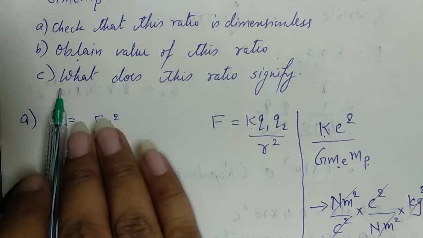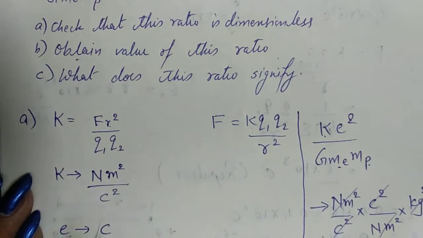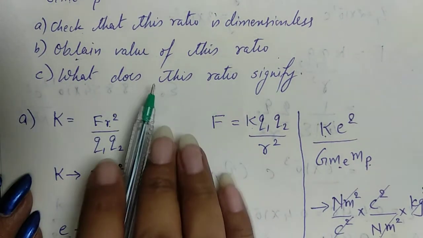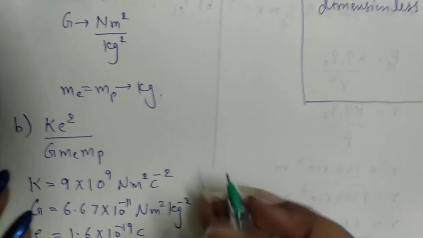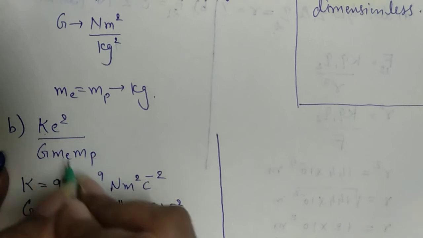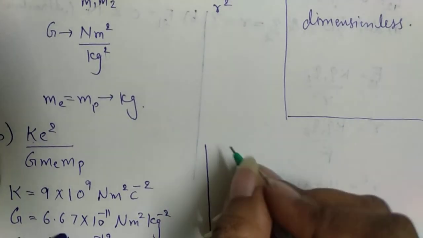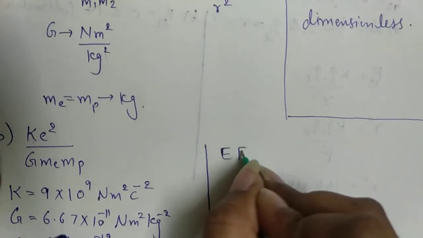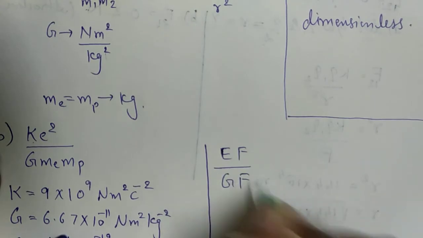And now just see here, in the last question they are asking you what this ratio signifies. Now if I see, this is the ratio of electrostatic force to gravitational force. See, electrostatic force divided by gravitational force.